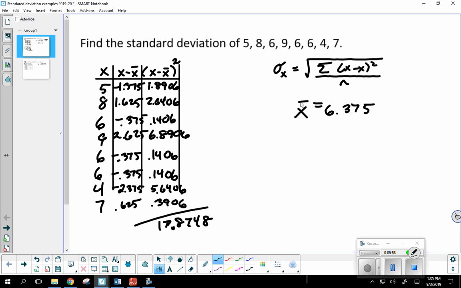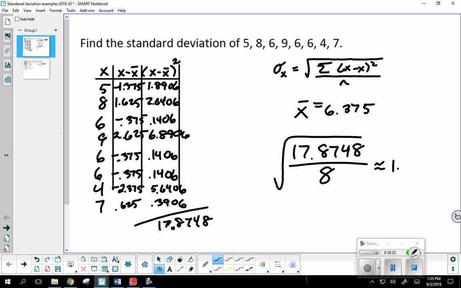Okay, 17.8748. If I go ahead and divide that value by the 8, the total number of terms I had in the set, that will give me what we call what? That's the variance. Now, as soon as I take the square root of that, that's going to be the standard deviation. That's the difference between the variance and standard deviation. And I think you should find that comes out to about 1.49. Okay. All right, so it's not bad.